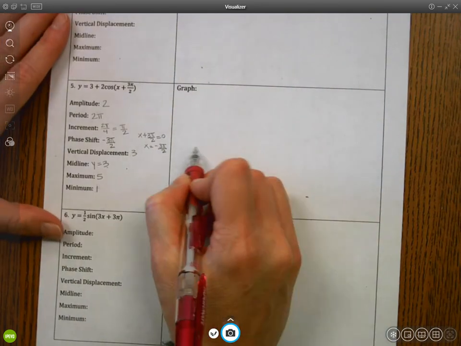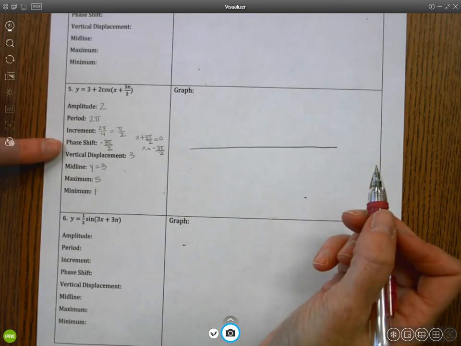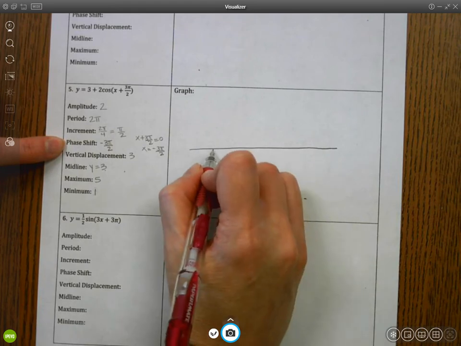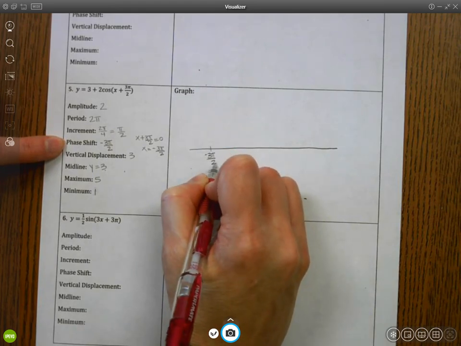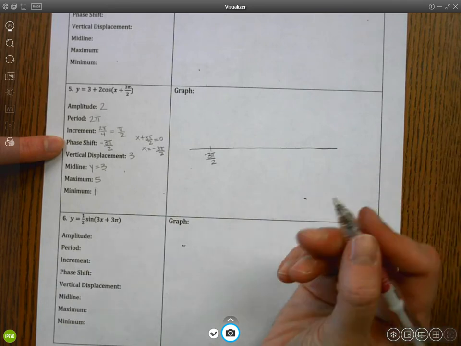So on our graph, to label the x-axis, you look at your phase shift and your increments. So phase shift says to start at negative 3 pi over 2. Sometimes it's easier for people not to put their y-axis in until they're done labeling their x-axis. I'm okay if you go that route. So I'll do that this time so you can see that.